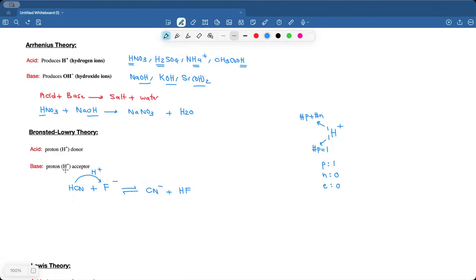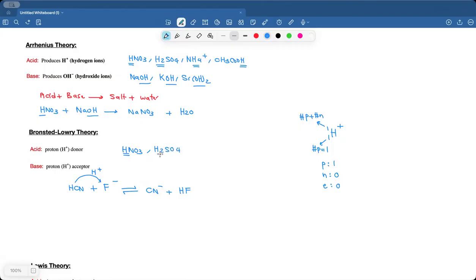So the acid always gives away its proton to the base. Examples of the acids we can have are the same as the ones above. Anything with an H can be an acid, a Bronsted-Lowry acid. For example, HNO3, again, can give away the H here.